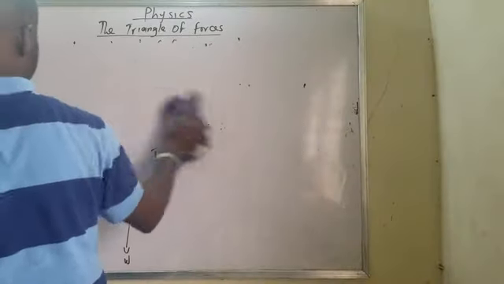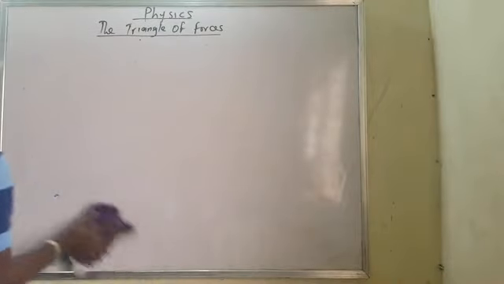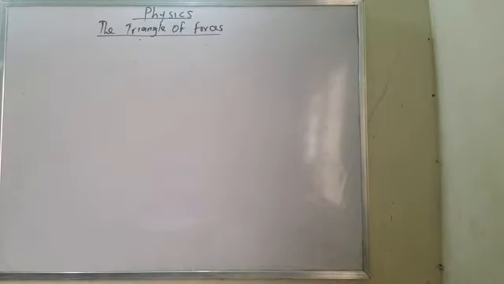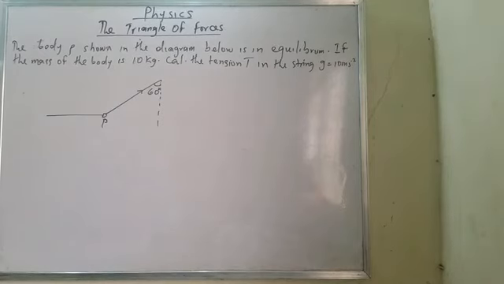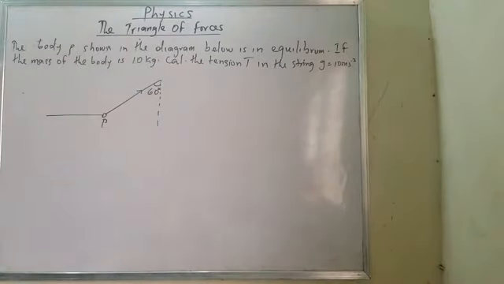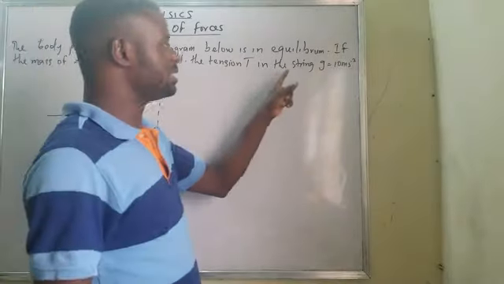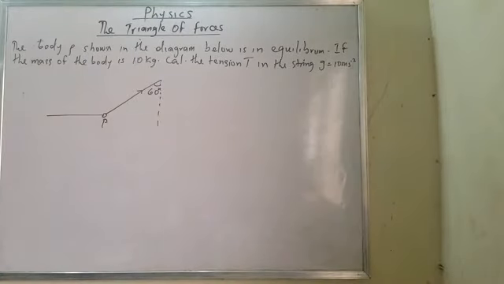Now, look at this simple problem. It's a very simple question. The body P showing in the diagram below is in equilibrium. If the mass of the body is 10 kg, calculate the tension in the spring, taking gravity as 10 meters per second squared. Now, how do I solve this? Let's solve this problem together. It's a very simple problem.